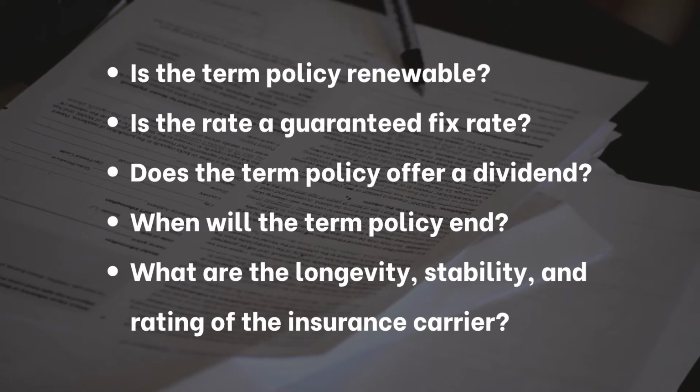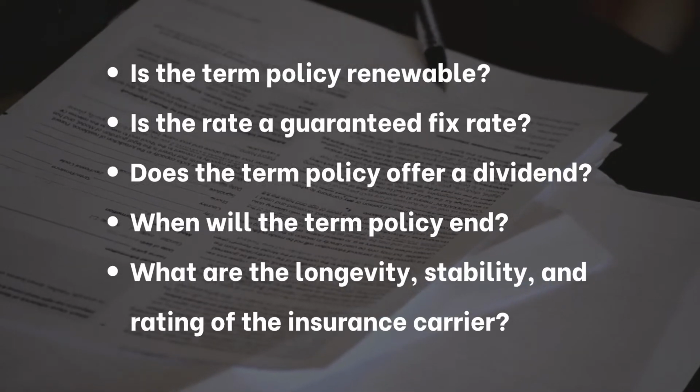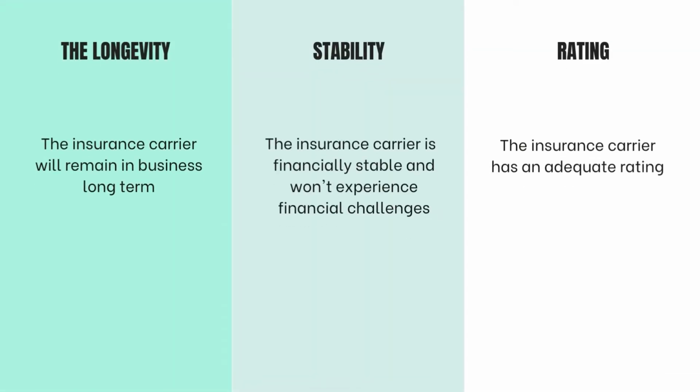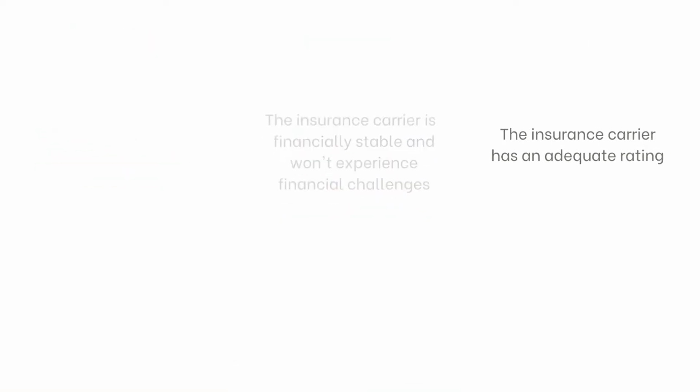The longevity, stability, and rating of the insurance carrier. It is a guarantee that life insurance will pay out at some point. Will the insurance carrier be around to make good on their promise to pay? Pricing is important, but if the client chooses a company that is not financially stable or does not have an adequate rating, they may be bankrupted and all the premium paid may be lost. Worst is if this happens when the client is older and in poor health. They may not be able to purchase life insurance, or if they do, it will be at a premium cost.